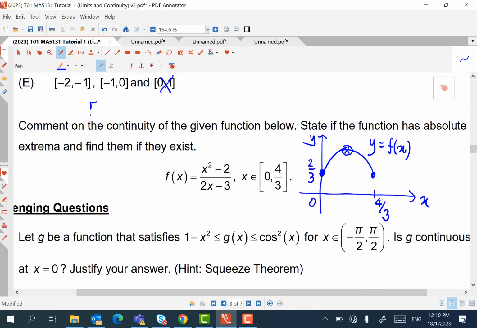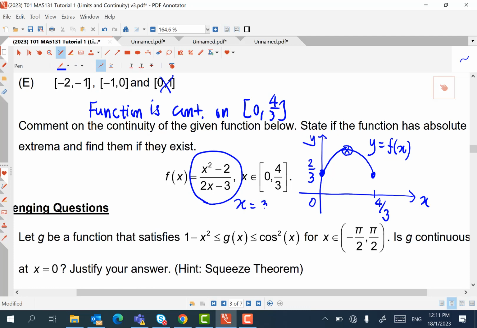You say that the function is continuous on [0, 4/3]. How do you know that without the GC, right? This graph, let's see again. What are the values of x that make it undefined? The x that makes it undefined is 3/2, and 3/2 doesn't lie inside here. 3/2 is not within [0, 4/3]. That's how I did it.